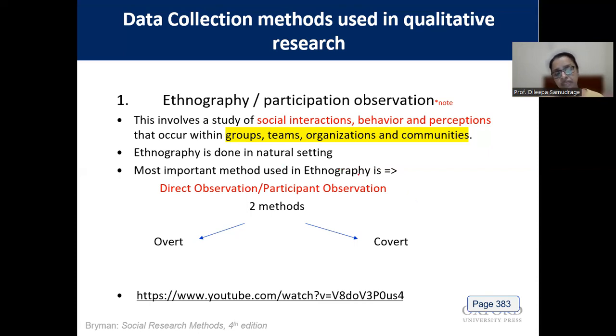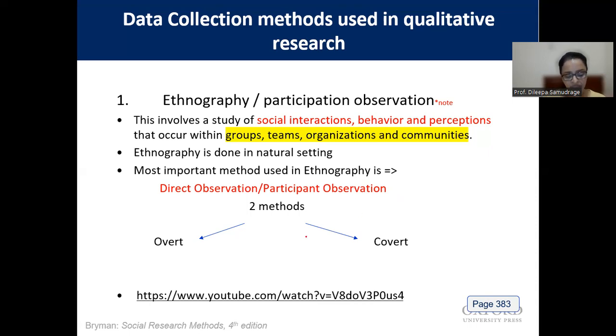Another point is ethnography is done in a natural setting. It could be a home, it could be a street, it could be a factory, right? So you do ethnographic studies in a natural setting. It could be a home, a street, a factory, any place, you can do the ethnographic study, right? So ethnography is done in a natural setting.